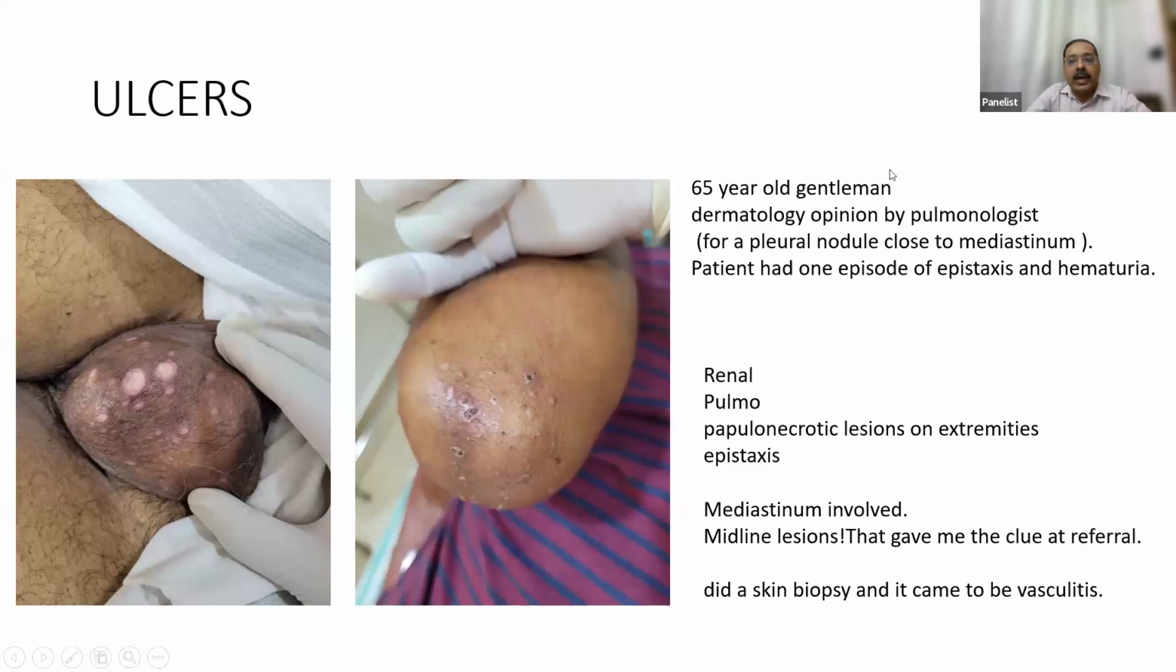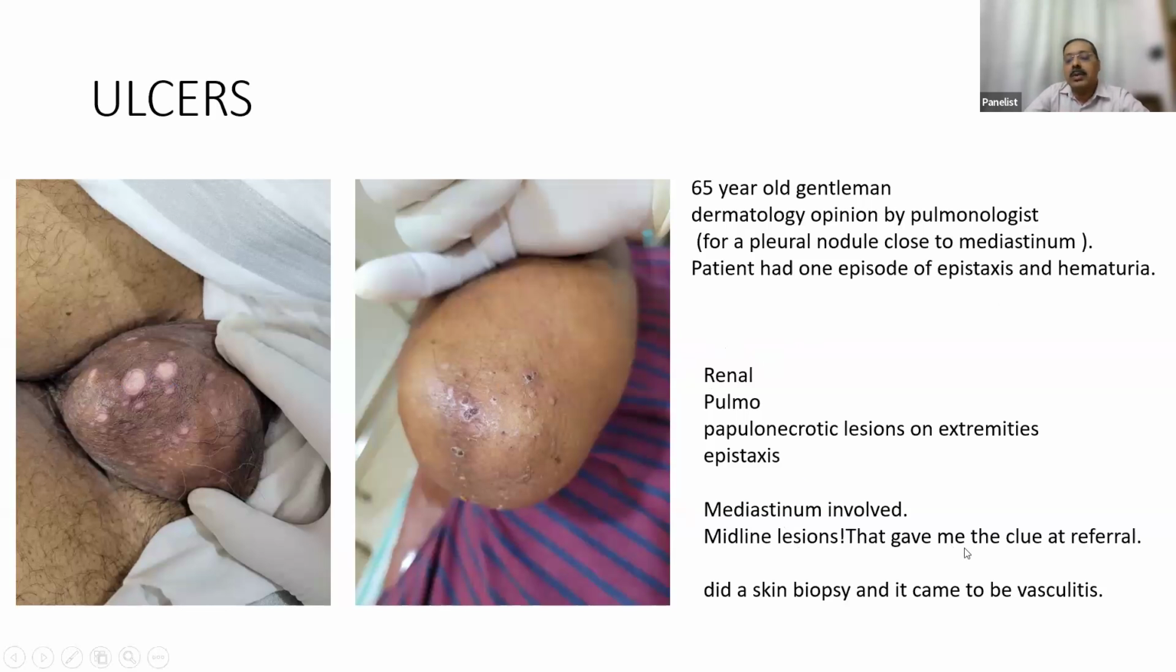So when I looked at it, I asked whether there were any other renal lesions which they were suspecting, any renal pathology; the nephrologist was called in only then. But because there was an episode of epistaxis with hematuria and there were vasculitis-like lesions here, and the mediastinum is involved, I thought of a midline lesion.